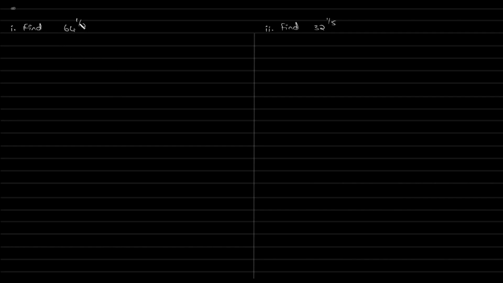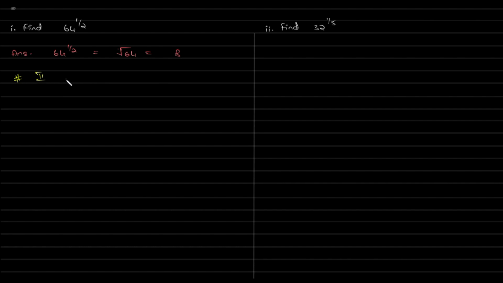Find 64 to the power of half. So people who know this, you know the answer already. It is nothing but square root of 64, which is nothing but 8. But alternatively, how can we do this? Say I don't know this. How can I find it alternatively?